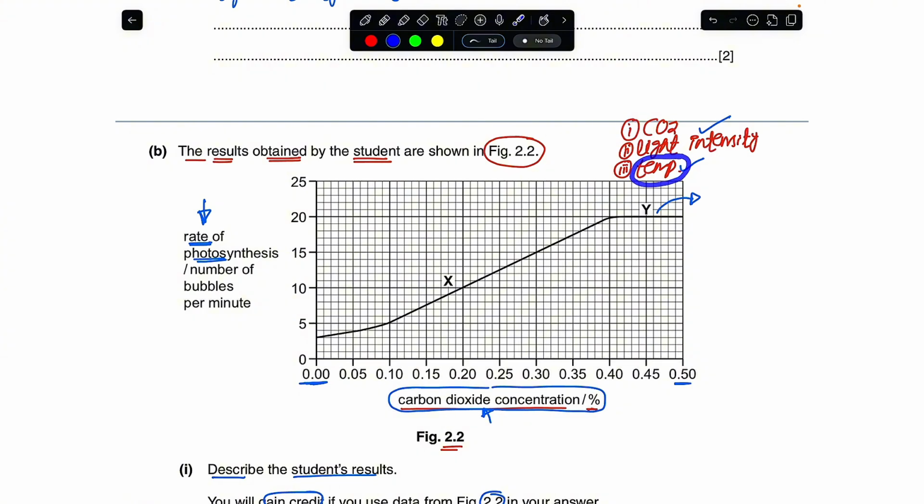Moreover, the temperature again is becoming limiting here. And why would this not allow the rate of photosynthesis to increase beyond this value? The reason is that the photosynthetic process is an enzyme controlled reaction. And when you have increased the carbon dioxide concentration so much, but the temperature was kept constant from the very beginning of the investigation, it would allow the enzymes to carry on the photosynthetic process at that one specific rate.